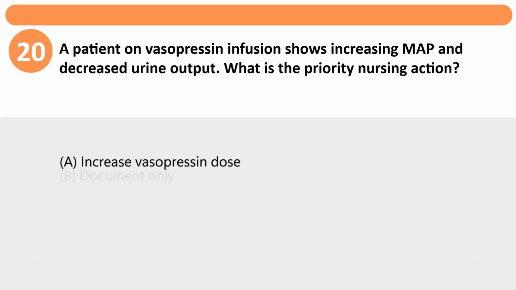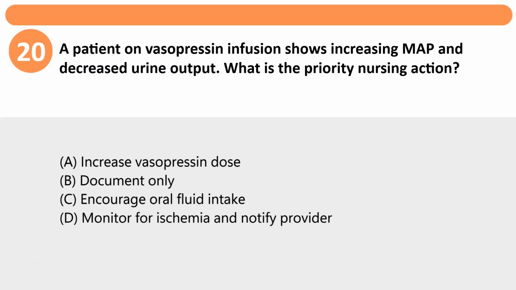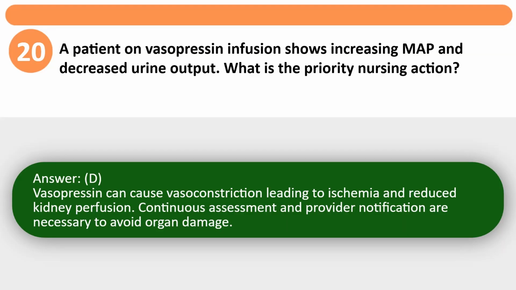A patient on vasopressin infusion shows increasing MAP and decreased urine output. What is the priority nursing action? A. Increase vasopressin dose. B. Document only. C. Encourage oral fluid intake. D. Monitor for ischemia and notify provider. Answer, D. Vasopressin can cause vasoconstriction leading to ischemia and reduced kidney perfusion. Continuous assessment and provider notification are necessary to avoid organ damage.